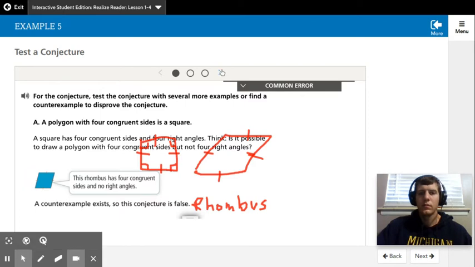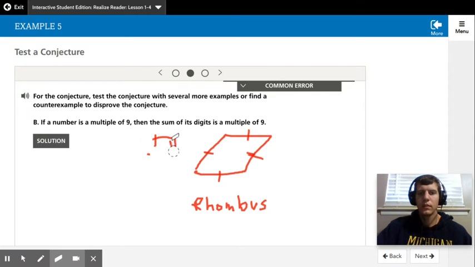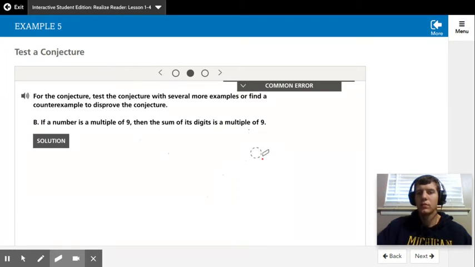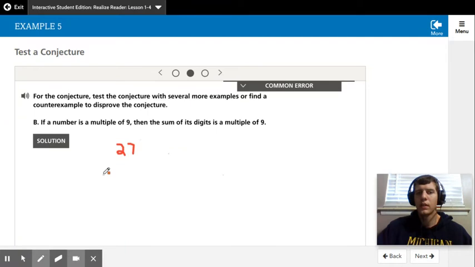All right. The next example. It says if a number is a multiple of 9, the sum of its digits is a multiple of 9. So let's look at several multiples of 9, and then we'll add up their digits and see if they add up to 9 as well. All right, so how about 27? 3 times 9 is 27, so that's a multiple of 9. We know that 2 plus 7 equals 9. So that's true.